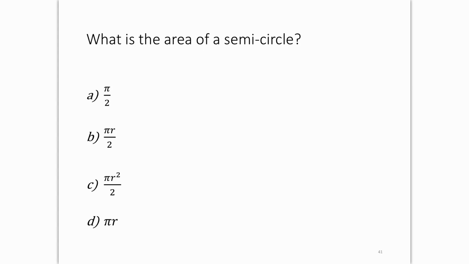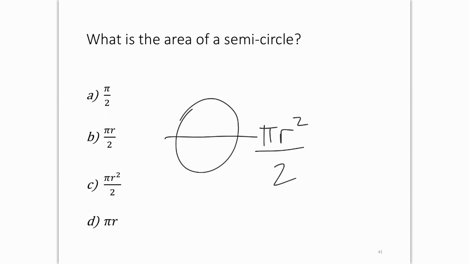The area of a semicircle. Ooh, tricky question. What's the area of a semicircle? Well, remember, a whole circle is pi r squared. So if we cut it in half, we've got to cut our number in half. So pi r squared over 2.